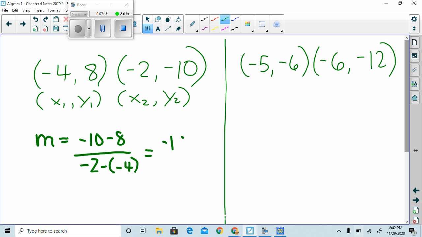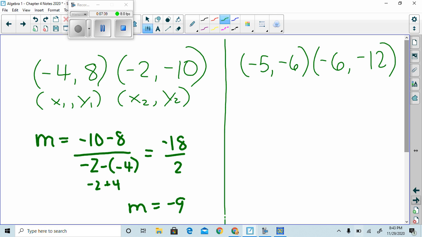This gives me negative 18. Add the opposite. That gives me negative 2 plus 4. It's going to give me 2, so m is equal to negative 9. And we can continue to try these other examples. You can try this one, and we'll go over the answer in class.